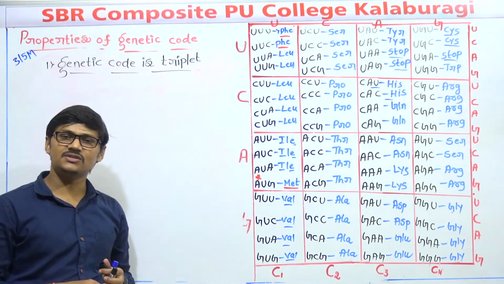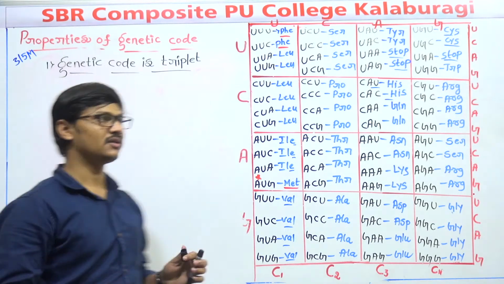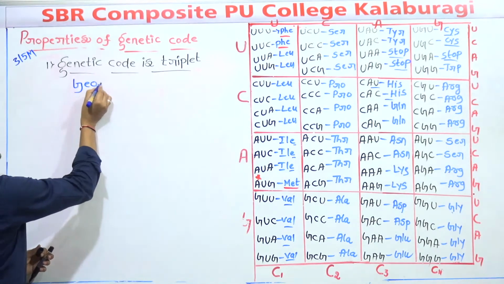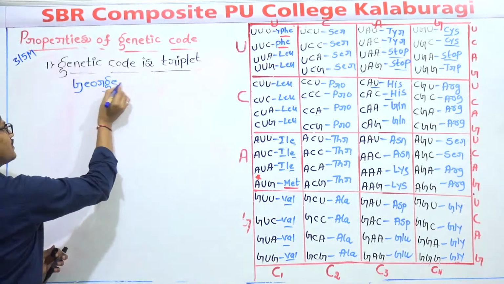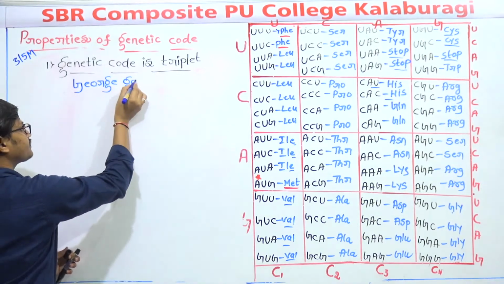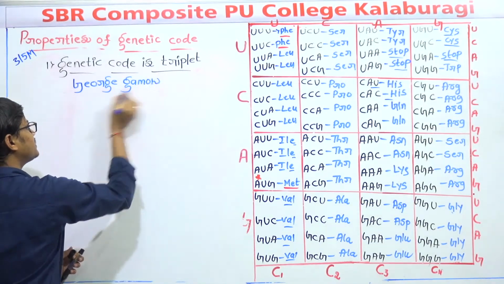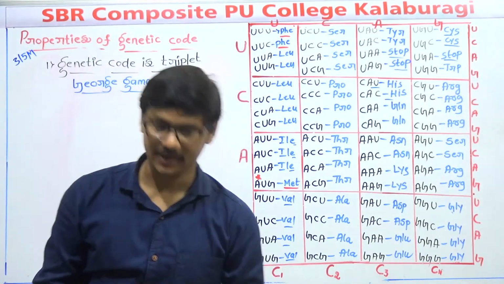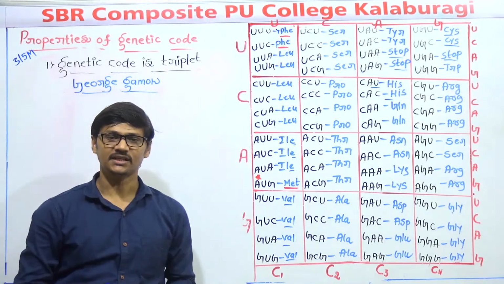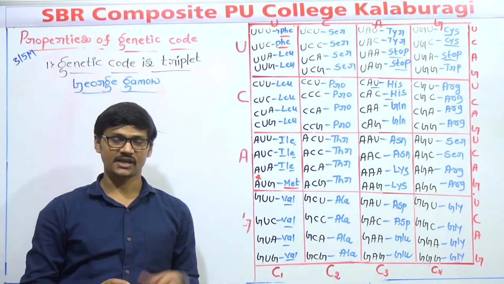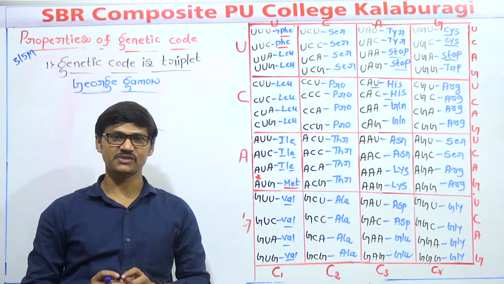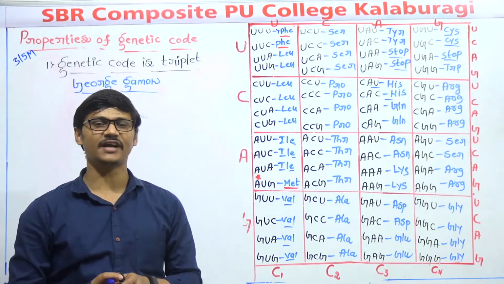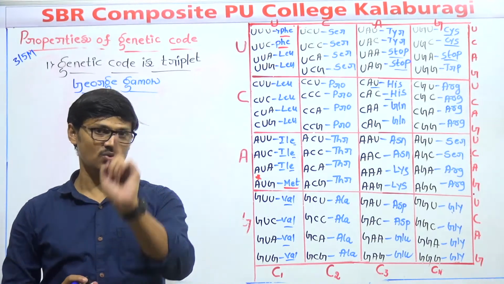And who was the scientist who gave this triplet codon? It was George Gamow. He was the first person to give the idea of a triplet genetic codon by applying the permutation combination method. He said that there are 4 nitrogen bases, and a combination of any 3 nitrogen bases will be called one codon.